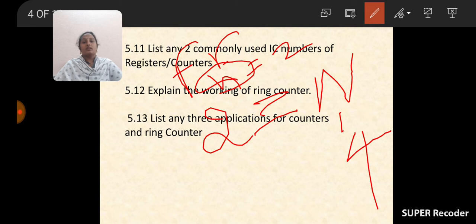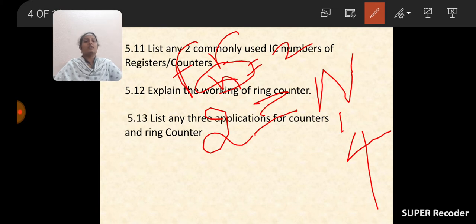So both the synchronous and asynchronous up-down counters are used to provide bidirectional counting. Both provide upward direction counting and downward direction counting, but asynchronous is somewhat slower compared to the synchronous.